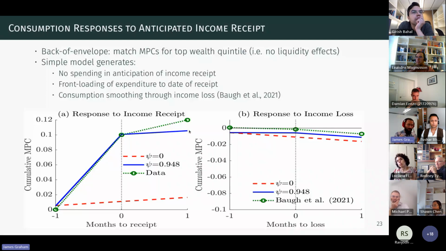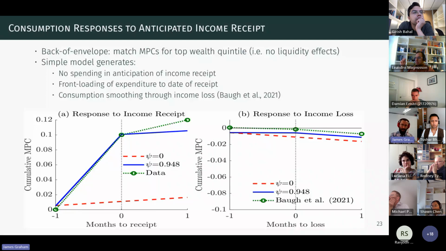But contrast that with the standard model, the model without mental accounts, that's the dashed line in red, and you get smooth MPCs the whole way through your spending receipts. So our model is going to generate this kind of lumpy behavior, whereas the standard model, the red line model, is not.